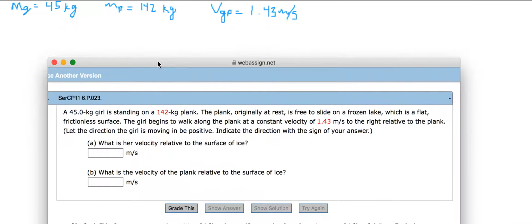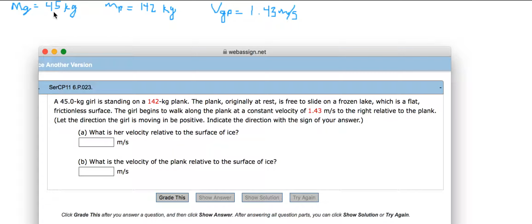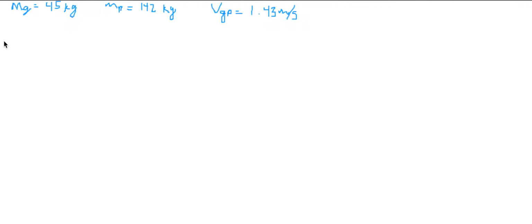So we have the mass of the girl, which is 45 kilograms, the mass of the plank, which is 142 kilograms, and the velocity of the girl relative to the plank, which is 1.43 meters per second. So we need to find the velocity of the girl relative to the ice.